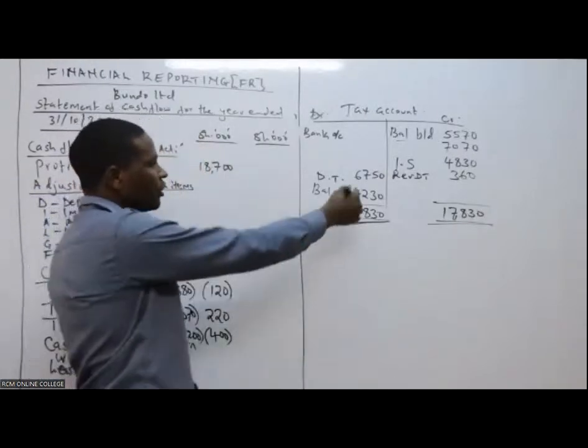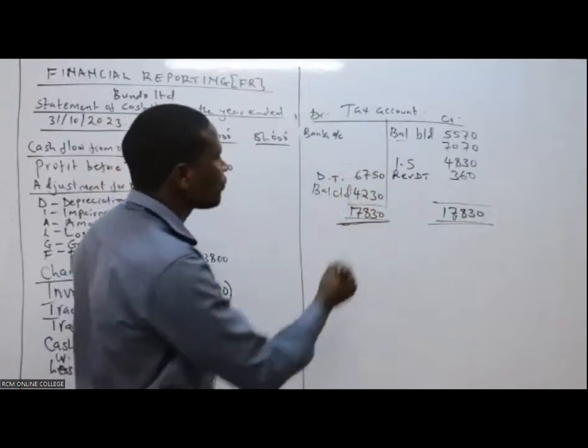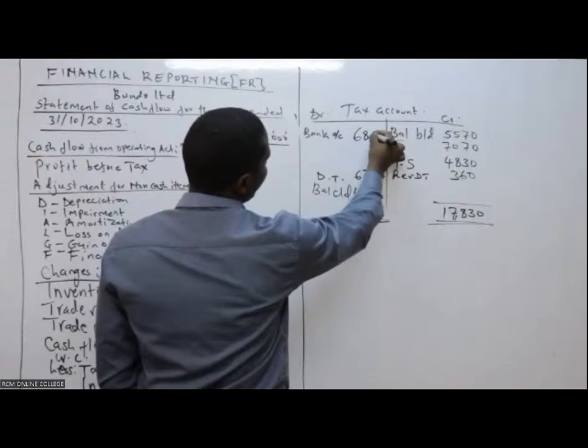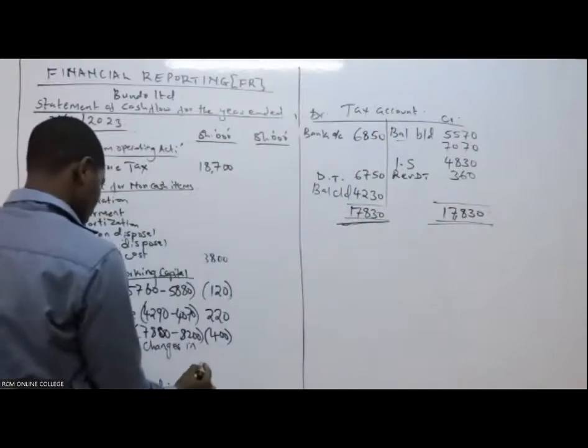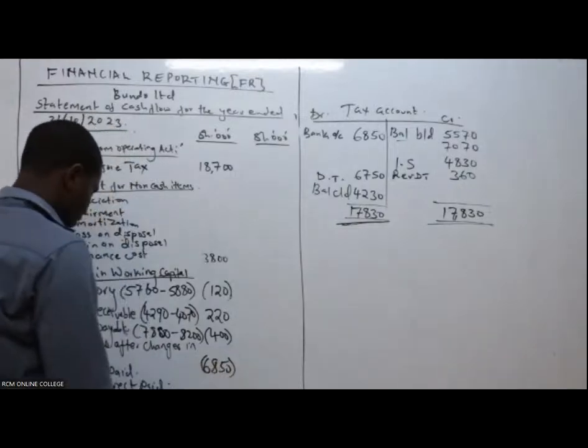Now give me this, Jane. This minus 2 is 6850. It was the tax that was paid. 6850. Therefore, this one we subtract.